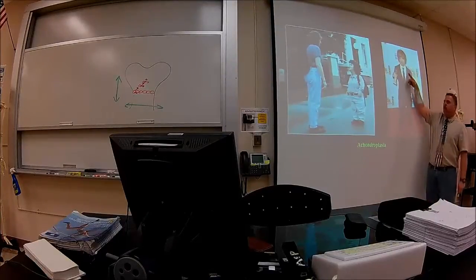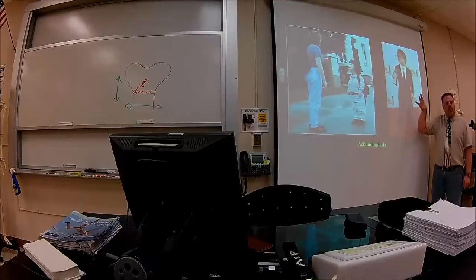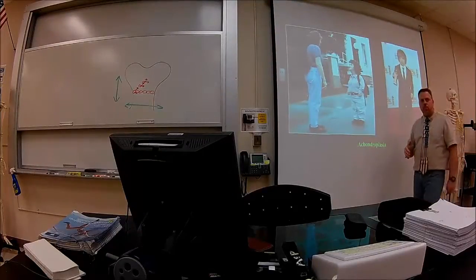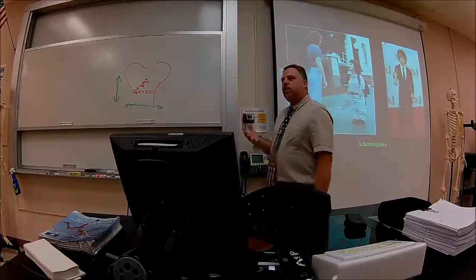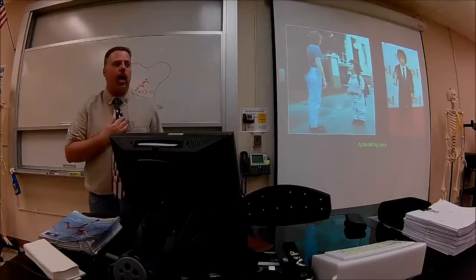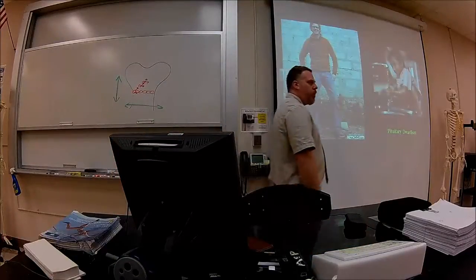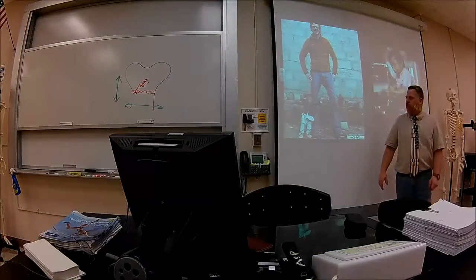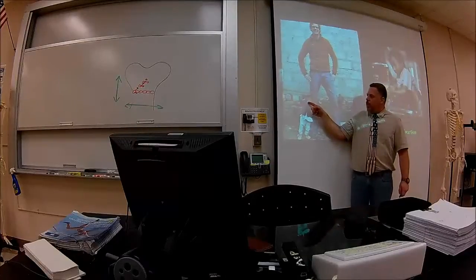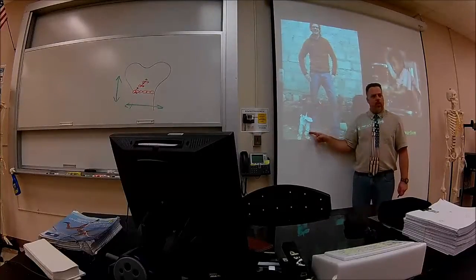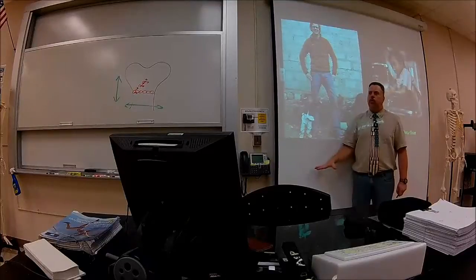But look at his head and look at his torso. It's the same size as an adult. It's just his arms and legs that are out of proportion. So that's achondroplasia. That is the more common form of dwarfism compared to pituitary dwarfism. Pituitary dwarfism is where the head is in proportion with the arms and legs. It just looks like a little person.